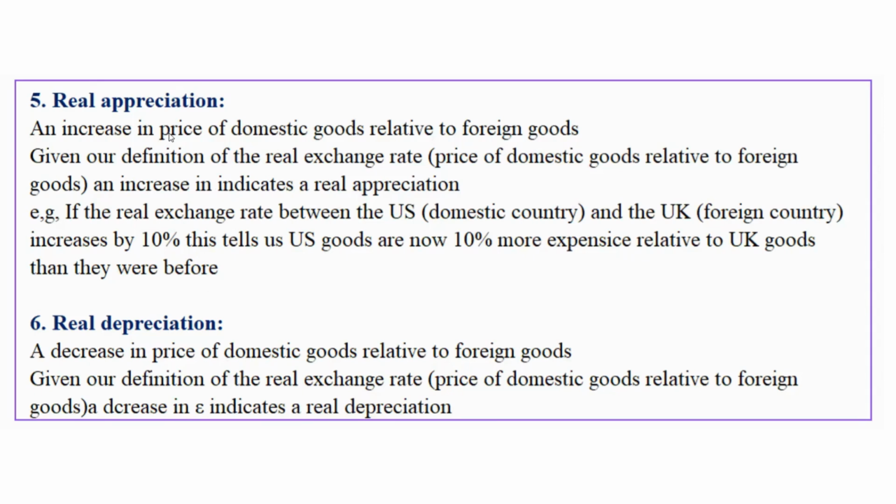So regardless of how you define the real exchange rate, a real appreciation means an increase in the price of domestic goods relative to foreign goods. Then depending upon how you define it, if we define it as the price of domestic goods relative to foreign goods, then an increase in the real exchange rate indicates a real appreciation. If the real exchange rate between the US, the domestic country, and the UK, the foreign country, increases by 10%, given our definition of the real exchange rate, this tells us that the price of US goods has increased 10% relative to foreign goods. So US goods are now 10% more expensive relative to UK goods than they were before.